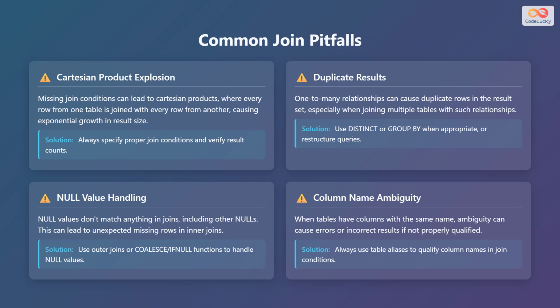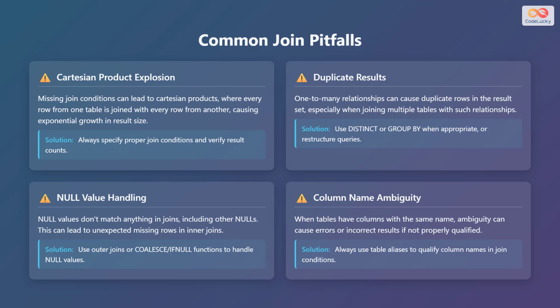Another pitfall is duplicate results. One-to-many relationships can cause duplicate rows in the result set, especially when joining multiple tables with such relationships. Use distinct or group by when appropriate, or restructure queries to solve this.